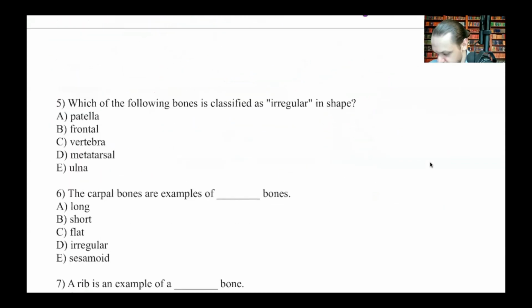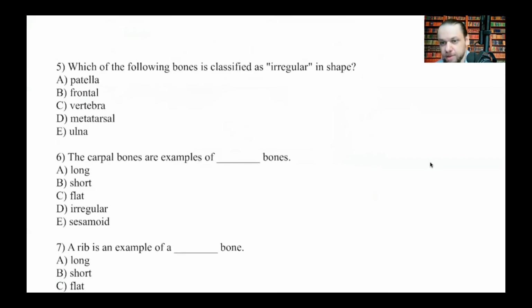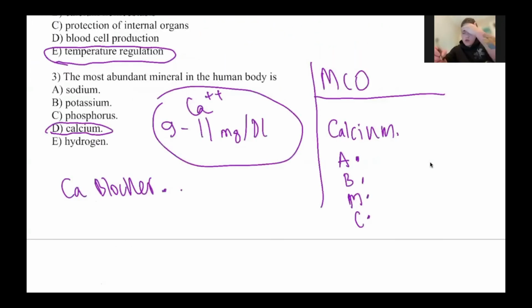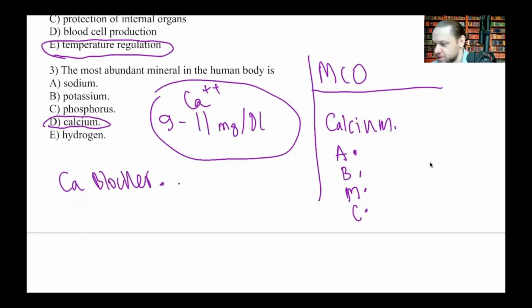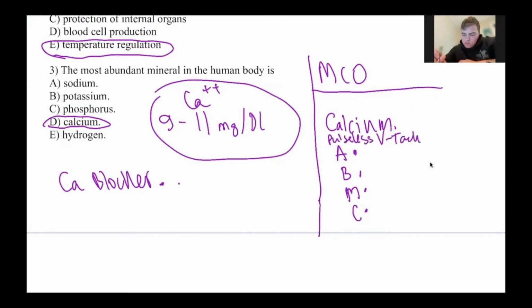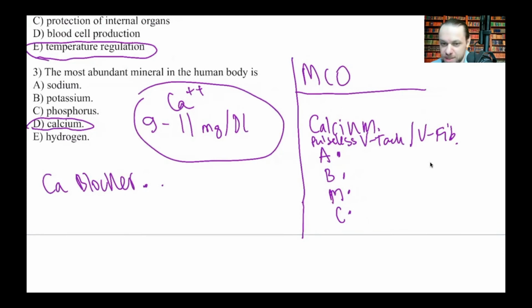No problem. You said the drugs were A, B, M, C. What were they again? Amiodarone. What else? So in your medical control options for your pulseless VTAC or VFib, the medical control options are these drugs. The way I like to remember them is a mnemonic that I use. It's called a big man can.